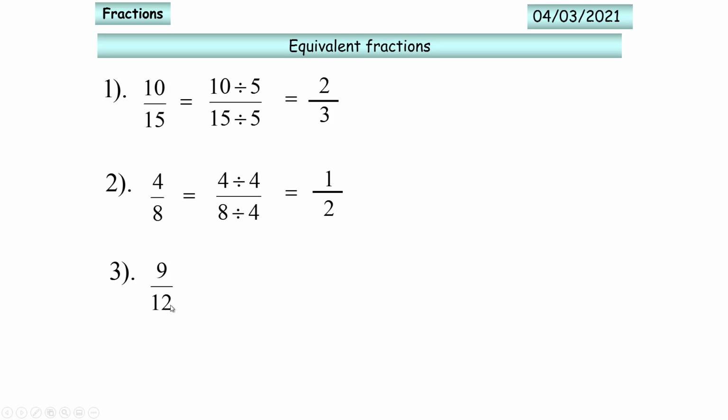9 out of 12. What goes into 9 and into 12? Well, in this case, that would be 3. So I can divide the top and bottom by 3. The numerator divided by 3, and the denominator divided by 3. 9 divided by 3 is 3, and 12 divided by 3 is 4, so 3/4.